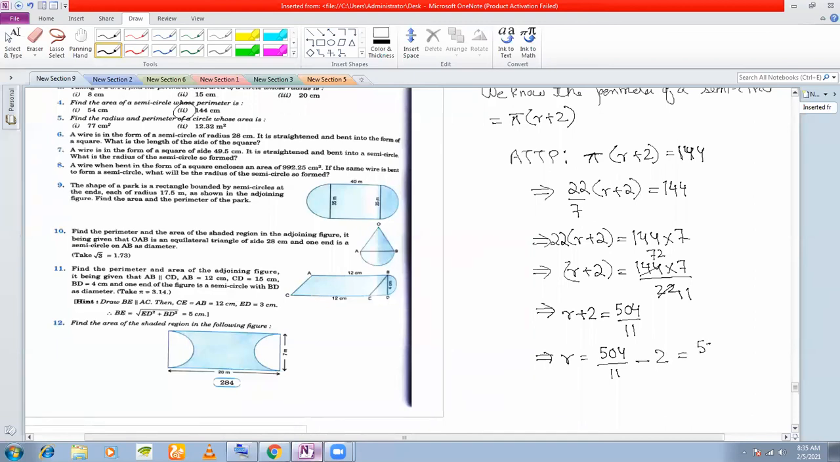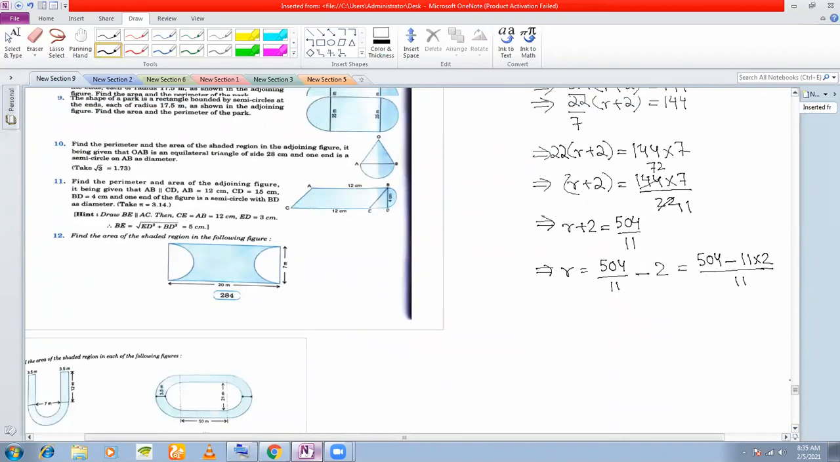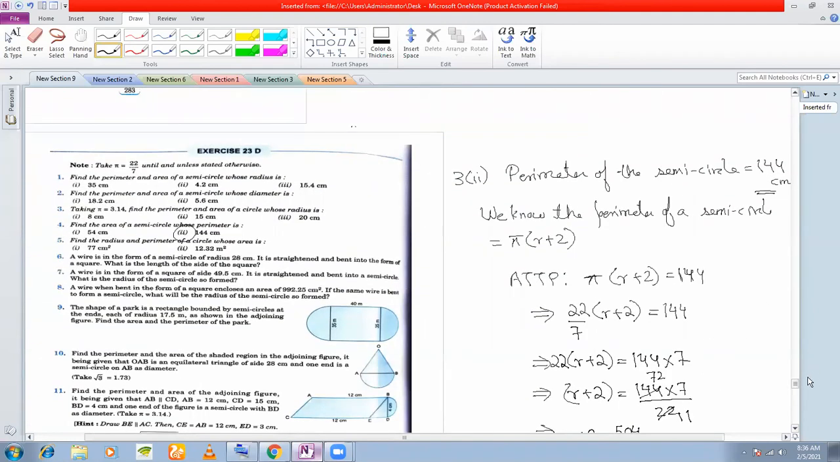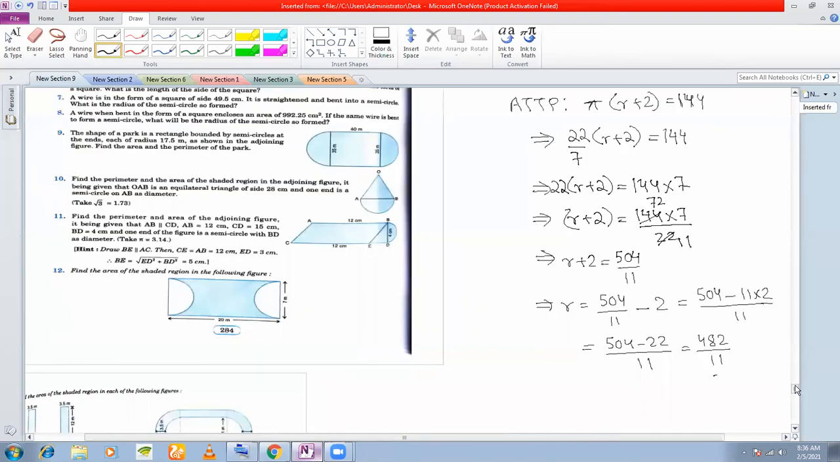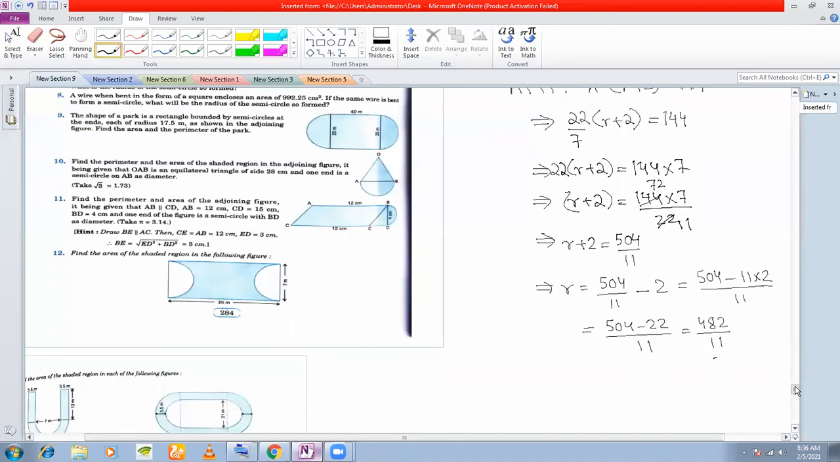Now if you take the LCM, 504 minus 11 into 2 divided by 11, which is 504 minus 22 divided by 11, and 504 minus 22 is 482 divided by 11. This is the radius of the semicircle. Okay, now once from the perimeter 144 centimeter, we have found out the radius, from this radius we are going to find out the area of the circle.